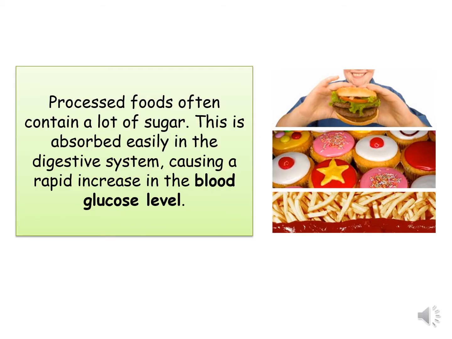Processed foods often contain a lot of sugar. This is absorbed easily in the digestive system, causing a rapid increase in the blood glucose level. So how do we control blood glucose level?